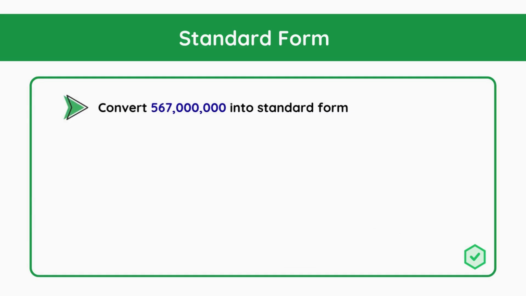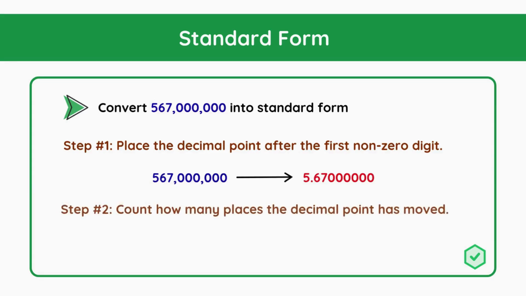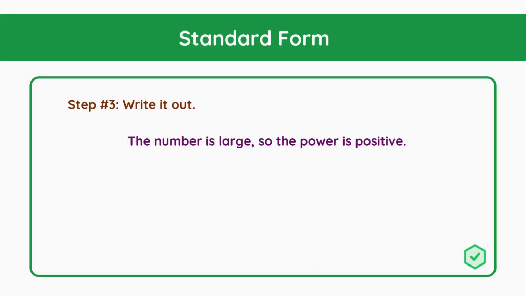Convert 567 million into standard form. Place the decimal after the first non-zero digit, which gives 5.67. Count how many places the decimal moves. 8 places to the left. The number is large, so the power is positive. The answer is 5.67 times 10 to the power of 8.